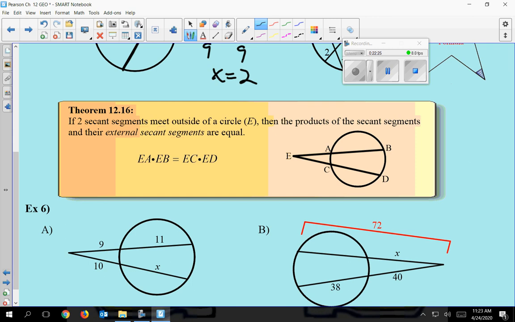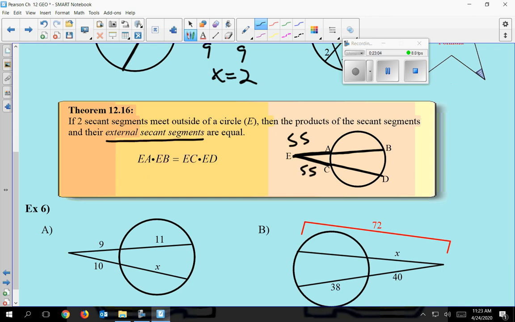Okay, so now we come down to a similar formula, but a different kind of situation. These are called external secant segments. That's this piece right here and right here that's outside of the circle. AB and CD are chords, but they're part of this line that really originates from outside the circle. So these outside pieces are called secant segments, okay?